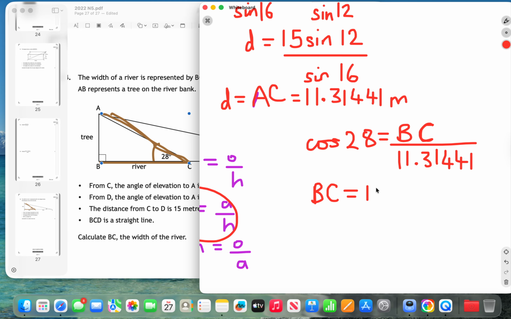So let's multiply both sides by 11.31441, multiplied by the cosine of 28, and plug that into the calculator. You get 9.99004 meters.